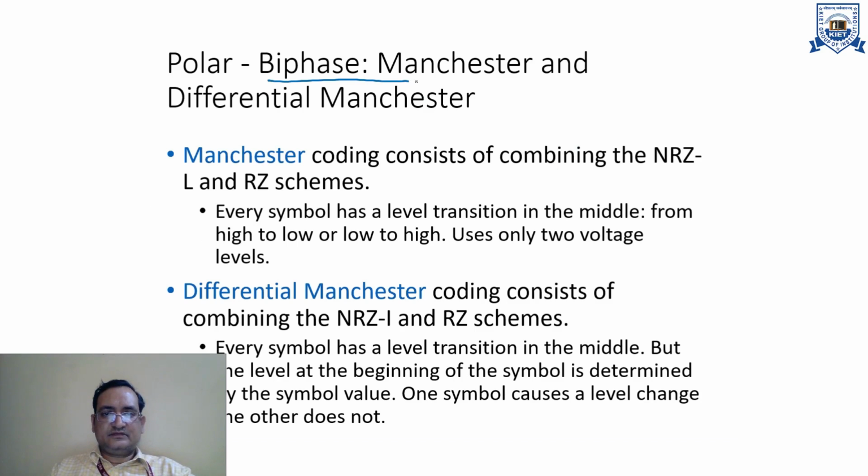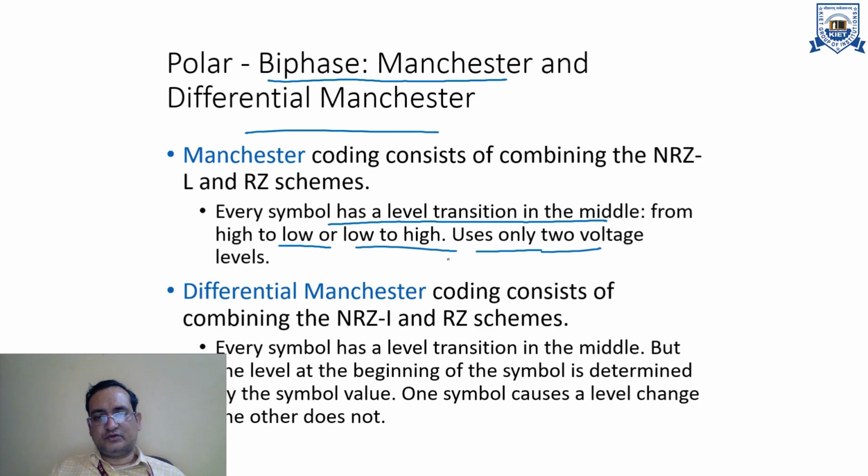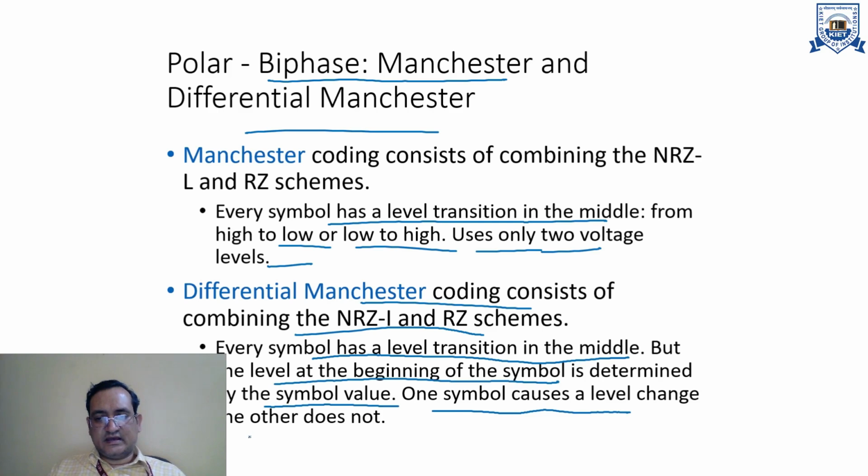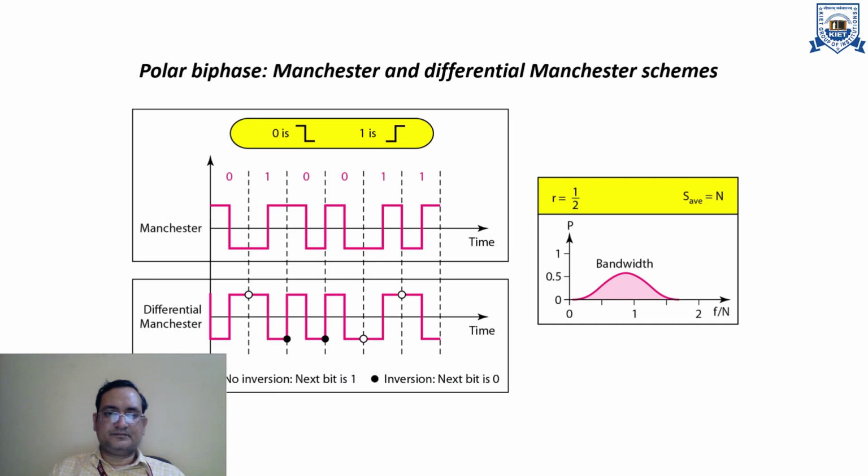Polar biphase: Manchester and differential Manchester. In this case, every symbol has a level transition in the middle, from high to low or low to high, using only 2 voltage levels. Differential Manchester coding combines the NRZ-I and RZ schemes. Each symbol has a level transition in the middle, but the level at the beginning of the symbol is determined by the symbol value. One symbol causes a level change, the other does not.